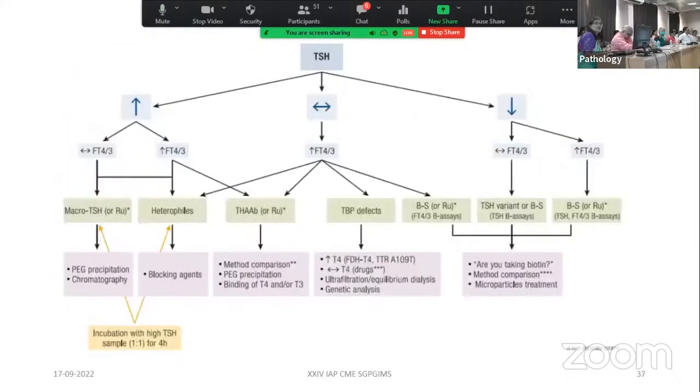After all this, this is just a diagram to show you what kind of thyroid hormone profile you get, and what are the various assay interferences or interpretations which you make, and what are the ways to avoid or overcome these interferences. I have dealt with this earlier, so I won't go into detail again.